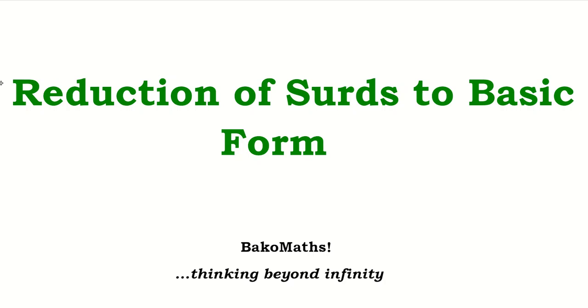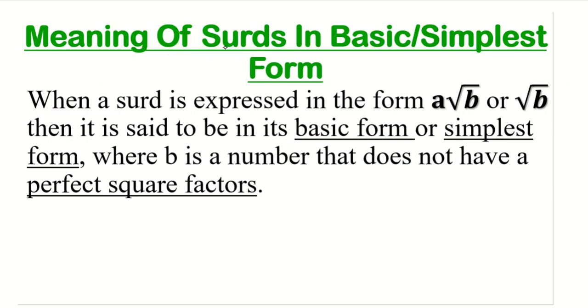Now let's get started. The meaning of surds in basic or simplest form. When a surd is expressed in the form a square root of b, or square root of b, then it is said to be in its basic form or simplest form, where b is a number that does not have a perfect square factor. In simple terms, if you have a square root of b, then we can say that surd is in its basic form or simplest form.